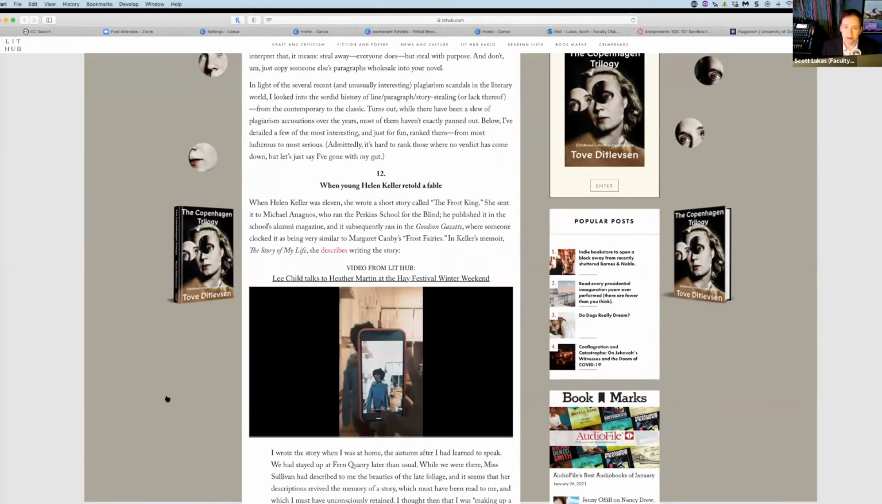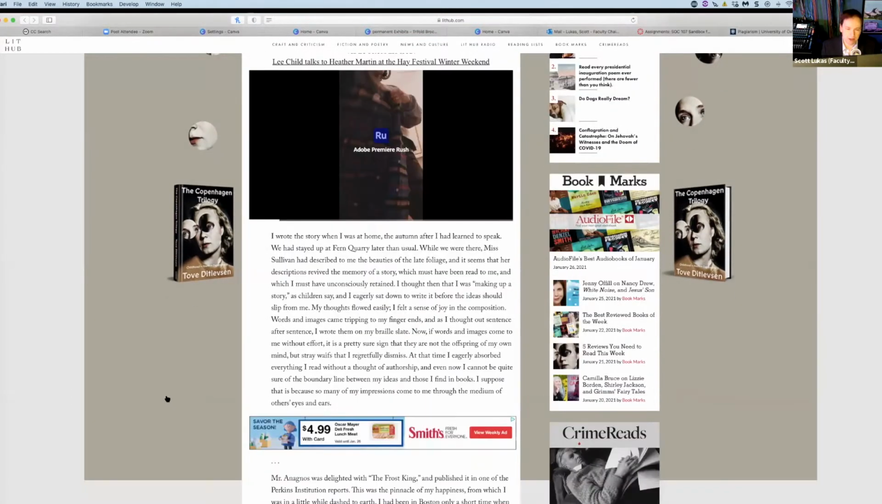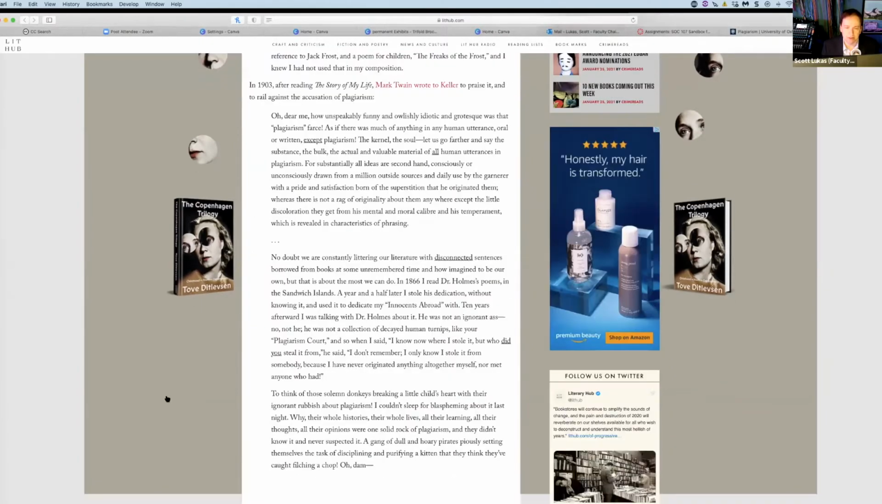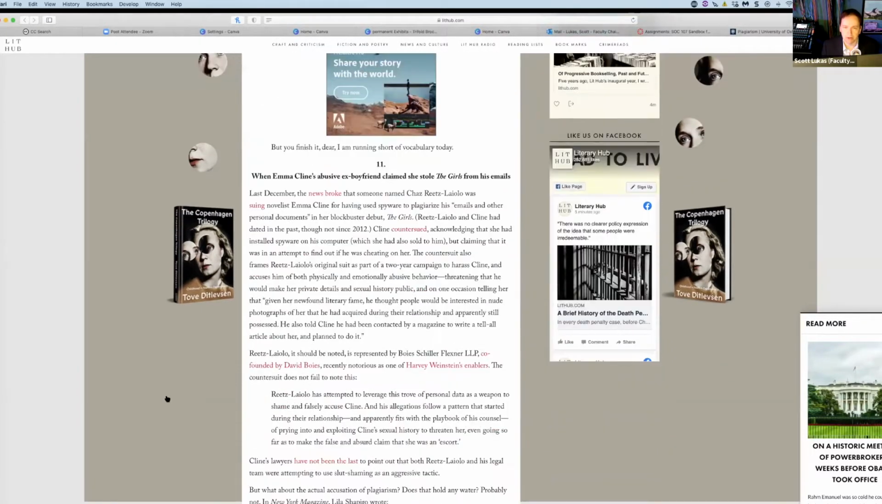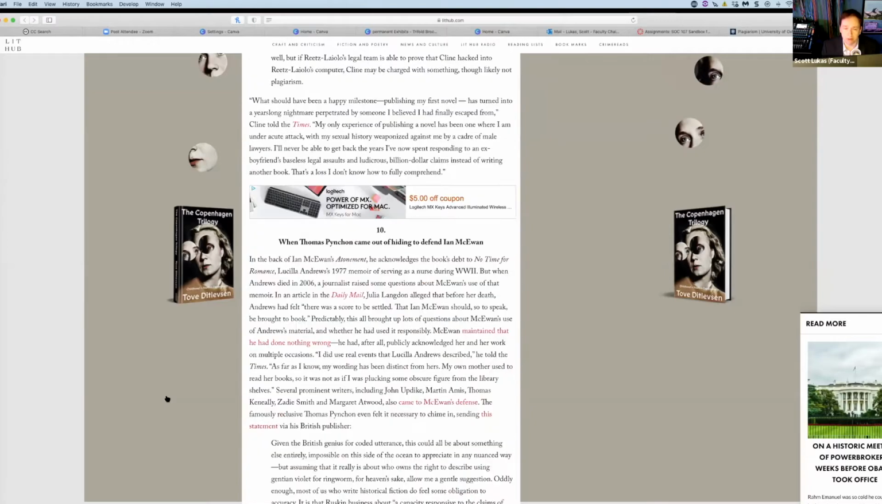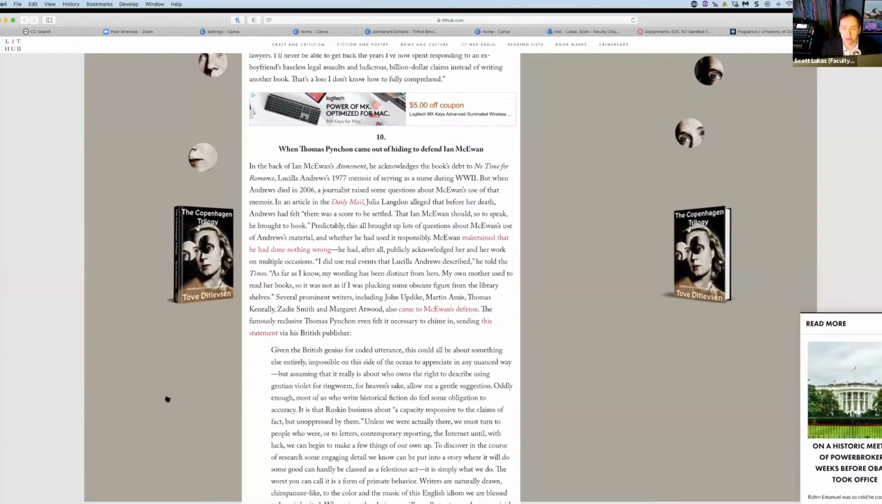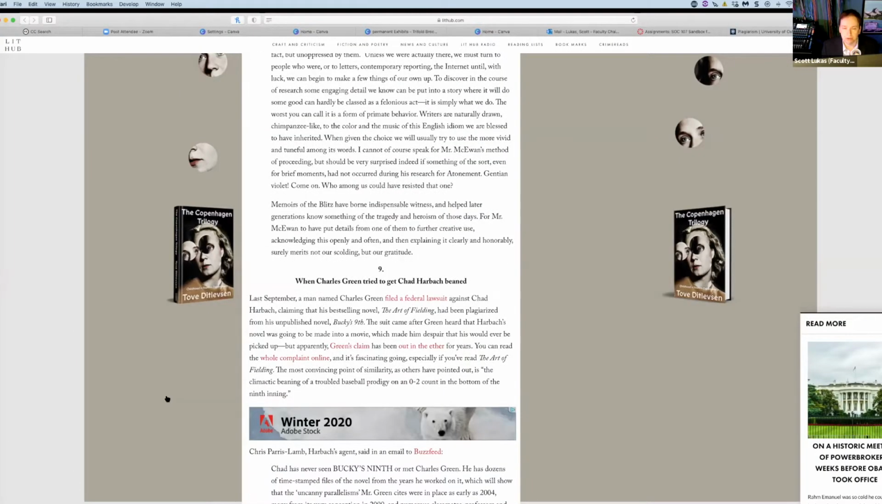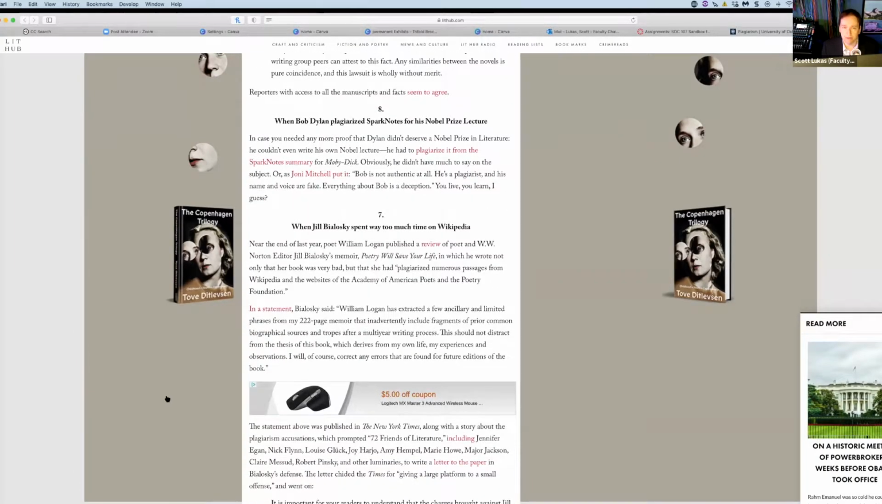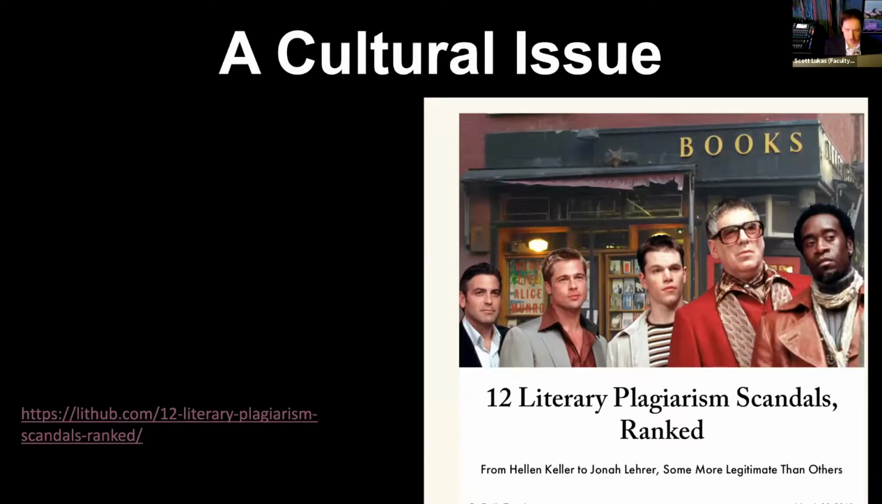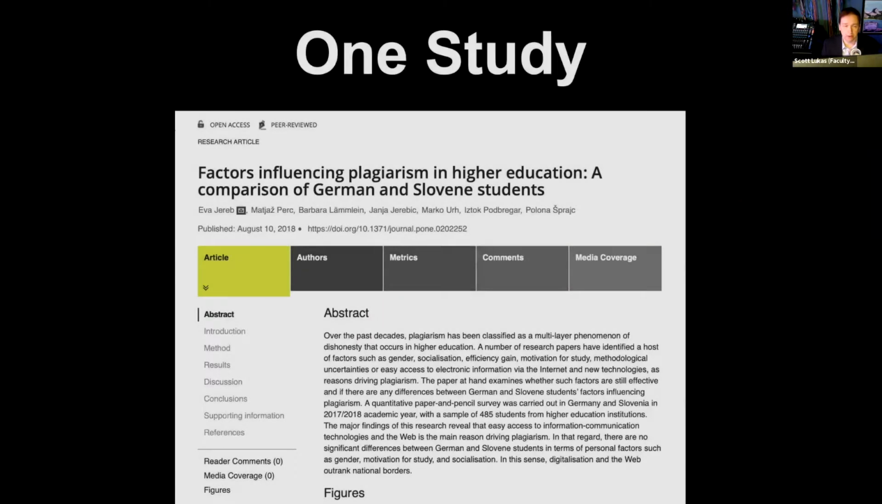So these are just famous cases. Helen Keller, different famous authors out there, who have written famous literary books. Thomas Pynchon, famous author defending Ian McEwan. Charles Green, I don't know all of these. Bob Dylan plagiarizing SparkNotes for his Nobel Prize lecture. So, I think there's awareness in our culture about this issue, but at the same time, we still see it, I think, happening somewhat frequently in our classes.